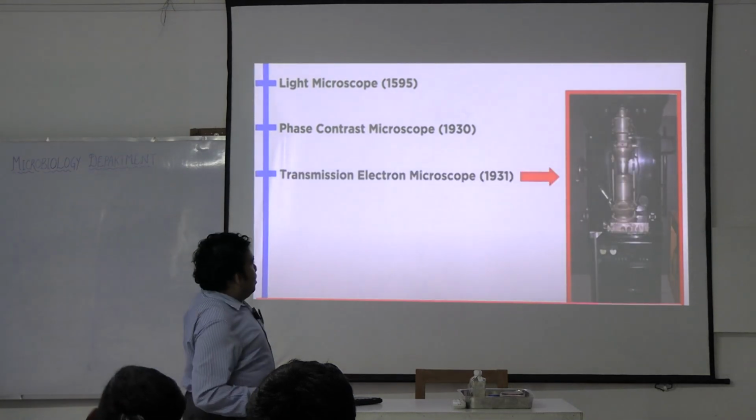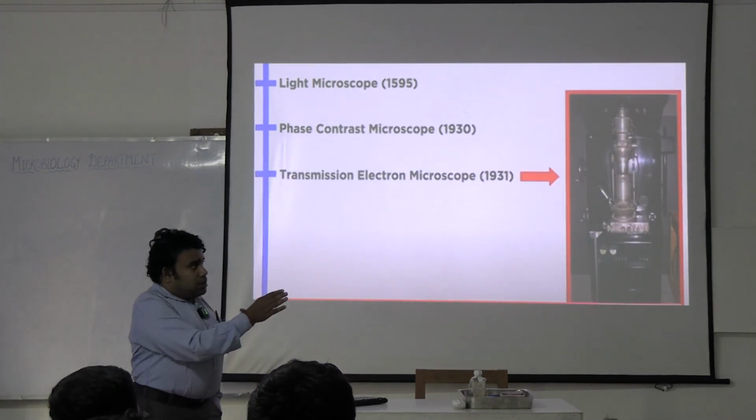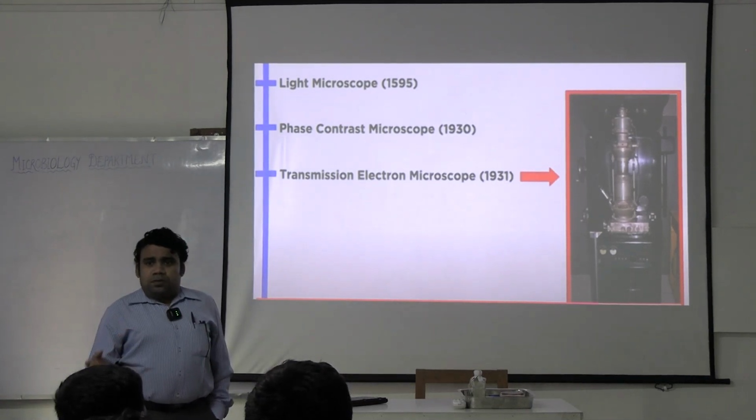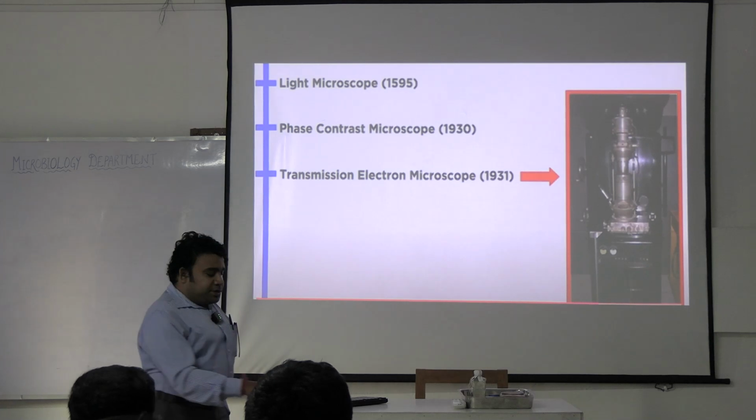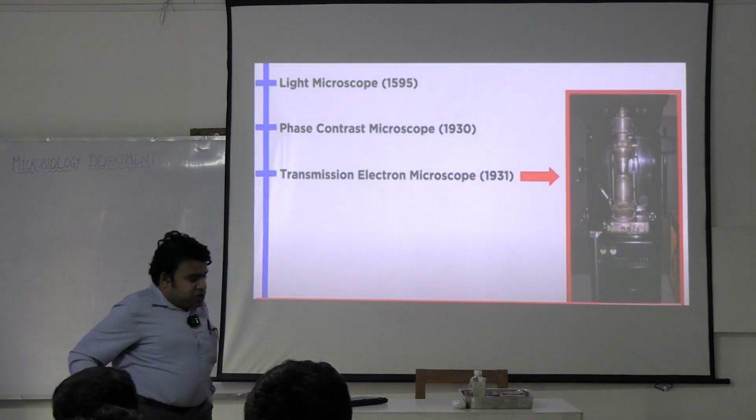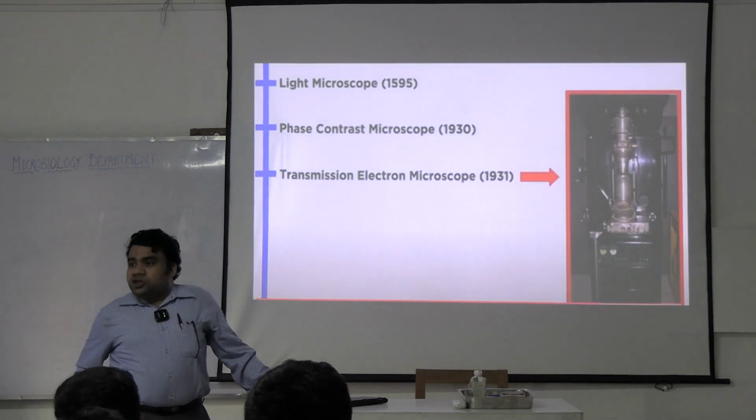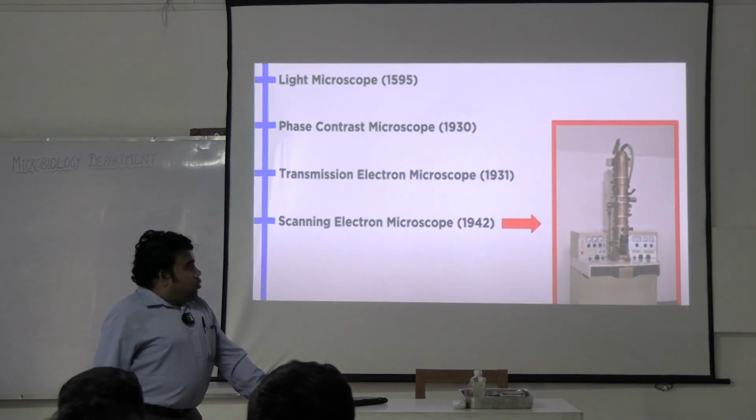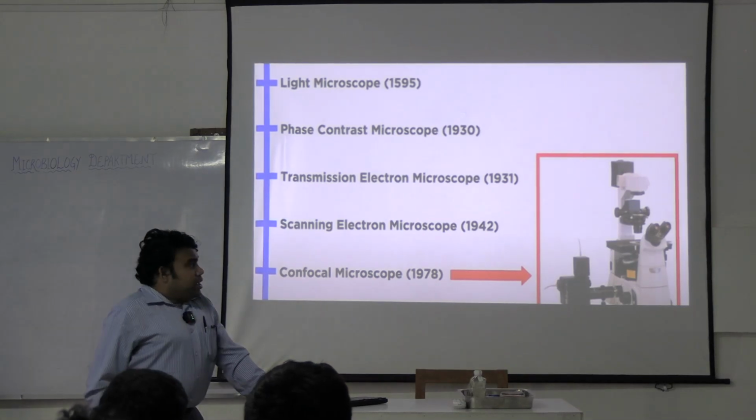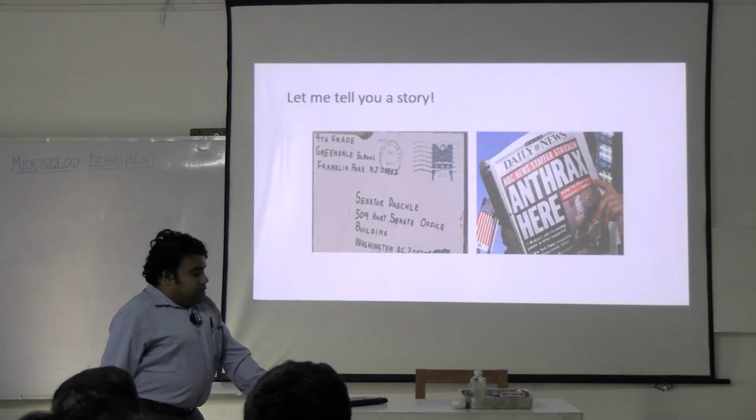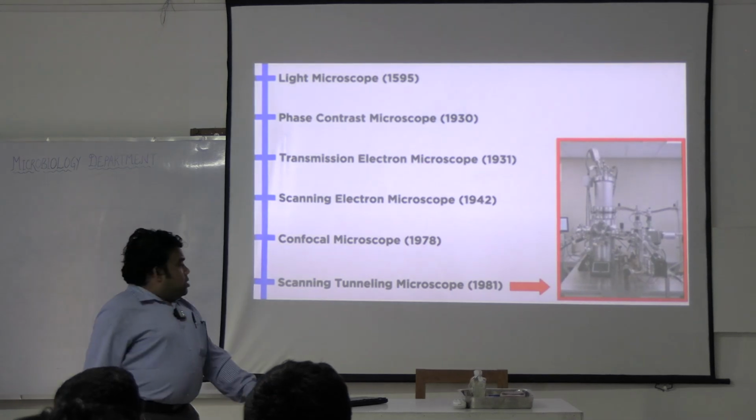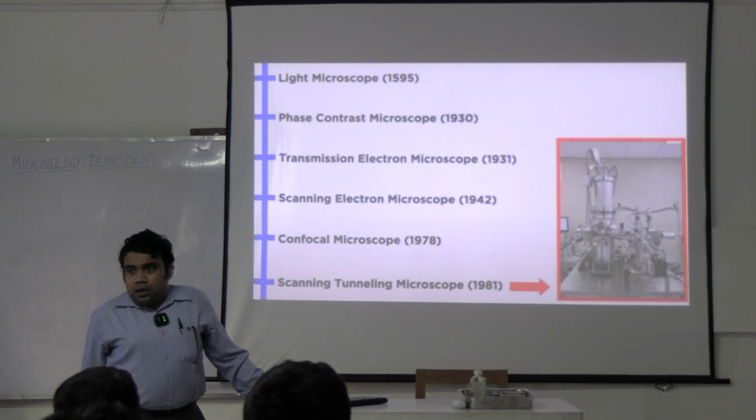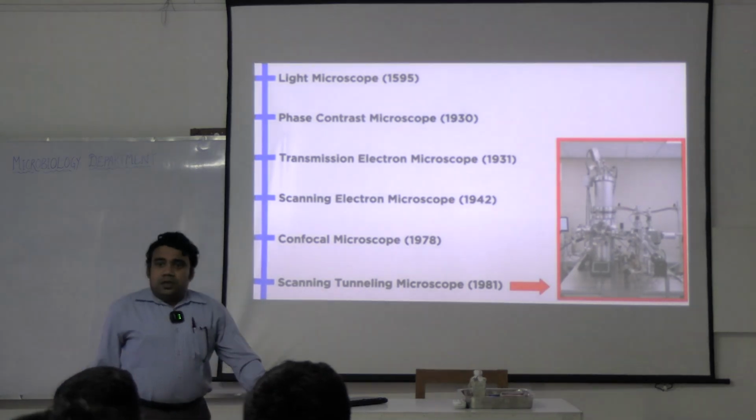Okay. So this is only an introduction class. We'll talk about the other types of microscopes later. Next comes what is known as the transmission electron microscope, that is electron microscopy. Then comes the scanning, which is a different type of electron microscope, confocal, and till 1981 we have the scanning tunnel microscope, and there are many other types of microscopy also, including atomic force microscopy.